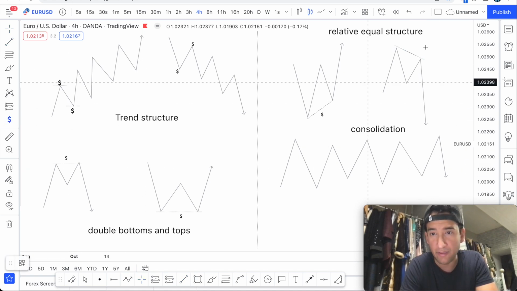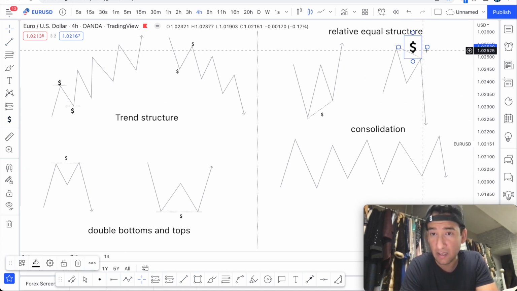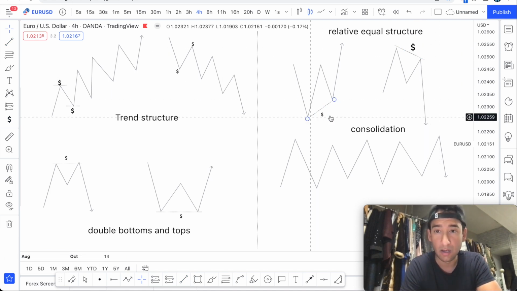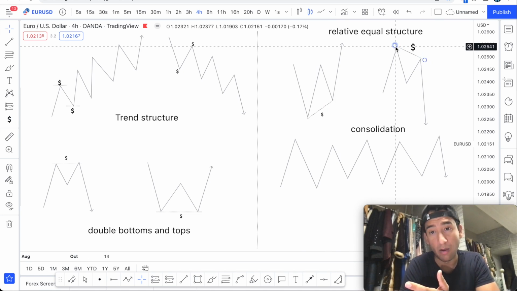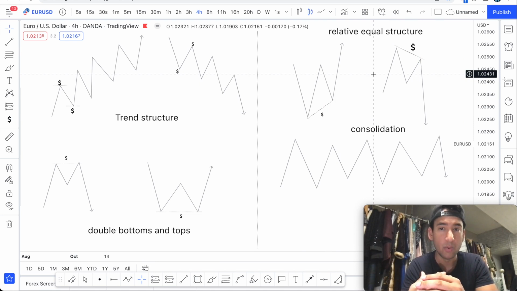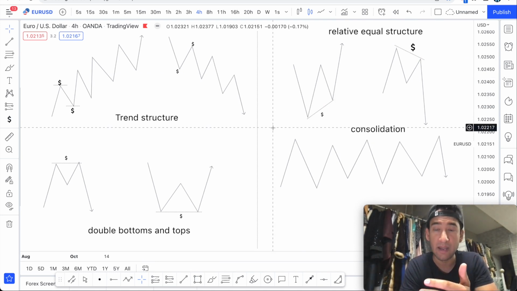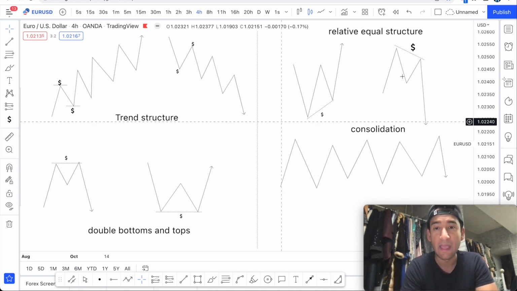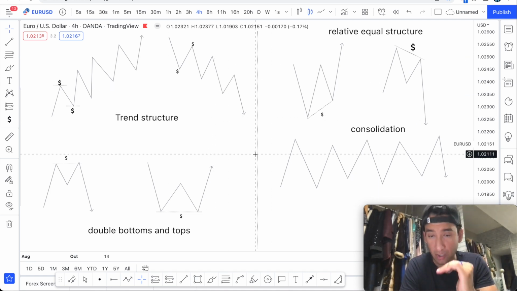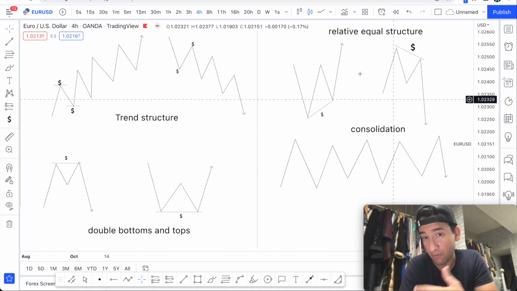Now, are they going to happen whenever we're expecting, whenever we see these relative equal structures? Are they going to happen all the time? No, because we can't control what the banks are going after. We can see the liquidity on higher time frame structure, and then start anticipating where the banks are potentially going based off that, and then we can play the internal liquidity, which is our lower time frame structure liquidity, like here, for example.